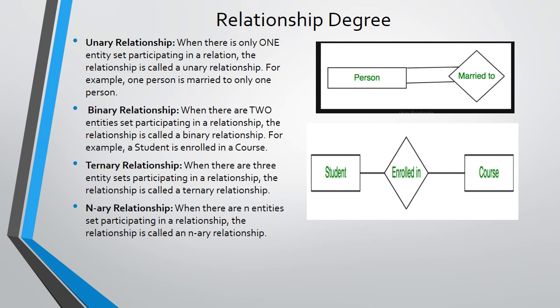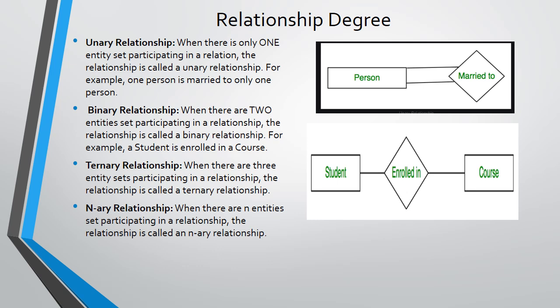A binary relationship is when two entities are participating in the relation. The relationship is called a binary relationship. It is the relationship between the instances of two different entity types. Two entities will participate in the relationship. For example, a student enrolls in a course.